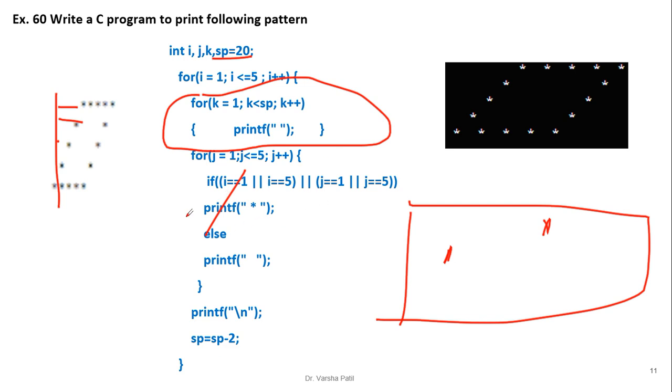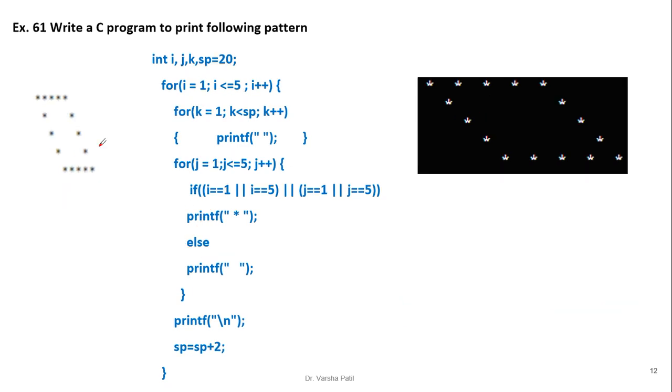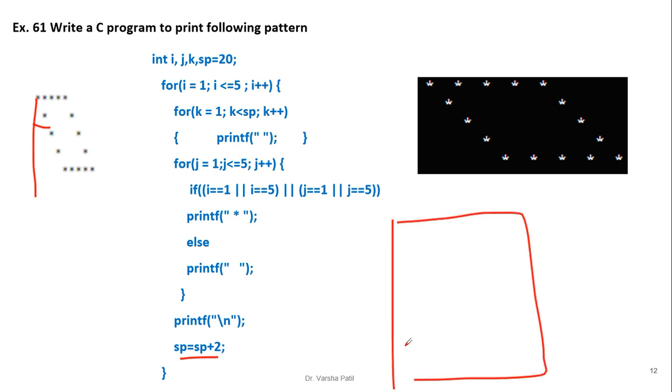So according to that we need to give that value, and as space is decremented, space is equal to space minus 2. This we can do where we give the printf with the newline, after this line or before this line, but after the j loop or k loop this value should be decremented. Here we can see the same program, only space is incremented, so space is equal to space plus 2. Once you know the basic programming, it's very easy to adjust the space.